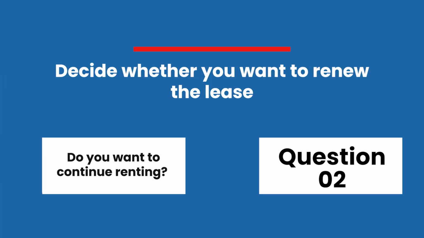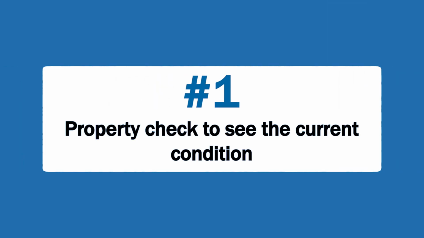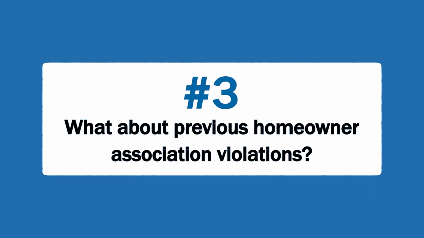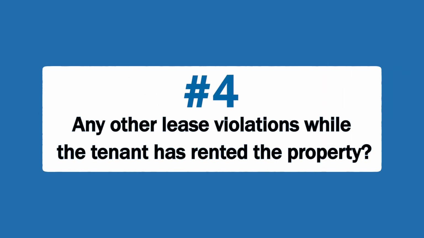Assuming the answer to the question is yes, then the next question is, do you want to continue renting to the current tenant? Some things you want to take a look at to make sure that is indeed the case. The first thing is the property check to see the current condition. You want to make sure everything is being well taken care of. Next is looking at the payment history. Were there any issues? Late payments, non-sufficient funds, anything going on there? What about previous homeowner association violations? Again, was there anything going on there of importance? And then lastly, any other lease violations or other concerns while the tenant has rented the property.